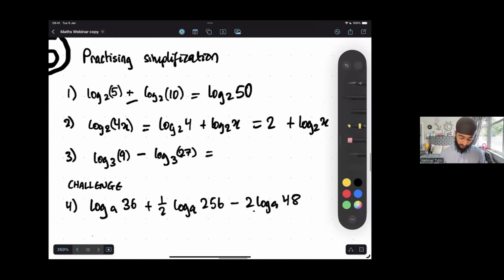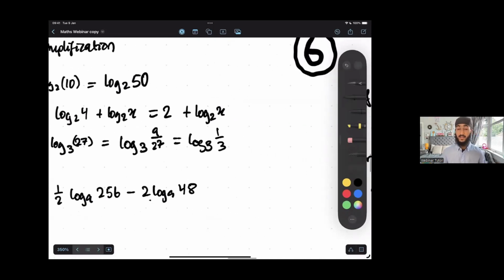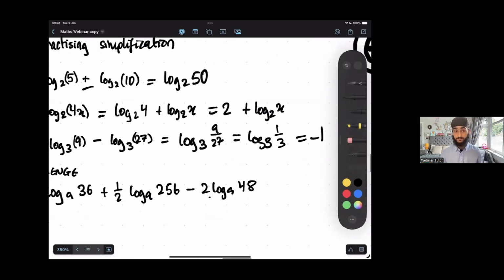And for number 3, log base 3 of 9, take away log base 3 of 27. We can divide them. We get log base 3 of 9 over 27, or log base 3 of 1 over 3. And that again simplifies further. We just get minus 1 from that.